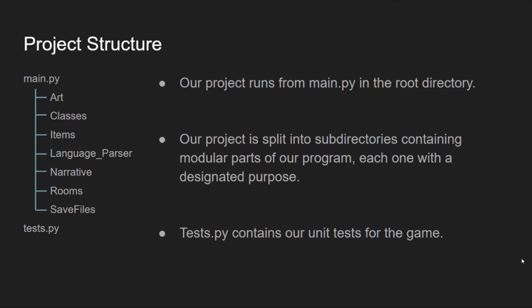Here you can see an overview of our project structure. We have a root directory, which contains our main point of entry as well as our unit tests. The rest of the files are organized according to their purpose. So the language parser folder contains files necessary to parsing user commands. The art folder holds our ASCII art. The narrative folder holds large chunks of story and text files. We have all of the room and item data in their own folders, and save files hold the player's saved games.